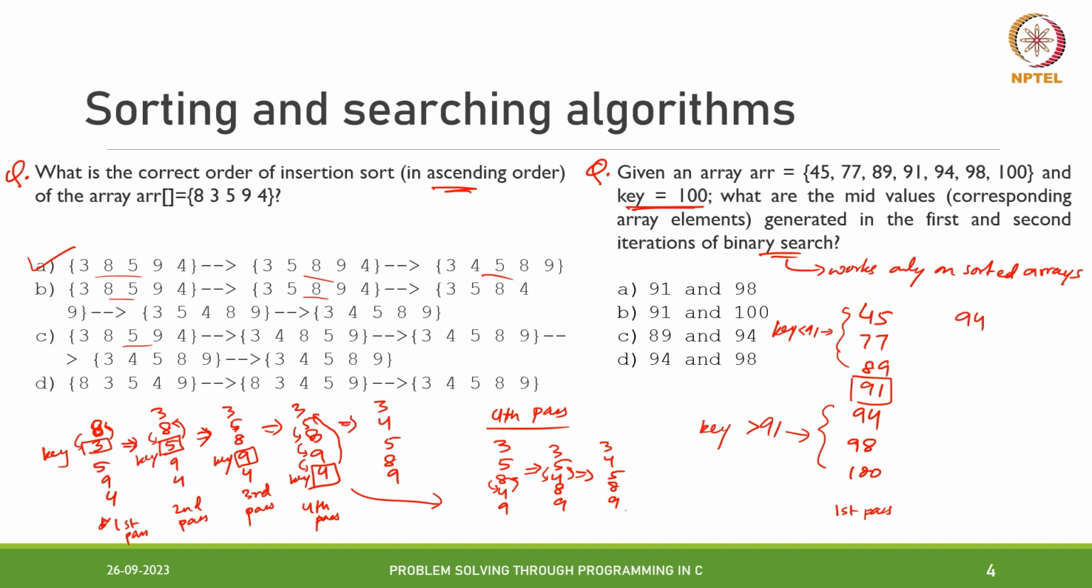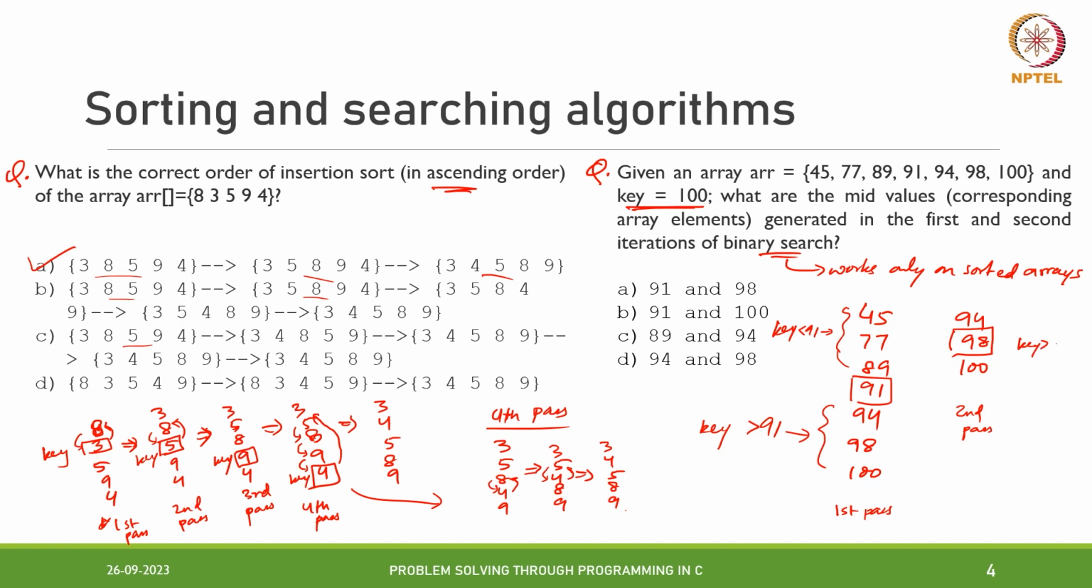So now we have 94, 98 and 100. Again we go for the middle element. The middle element here is 98, right? So the second middle element is 98. This is the second pass, and we check 98 against the key.